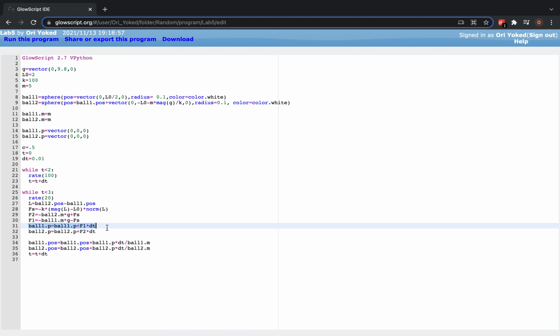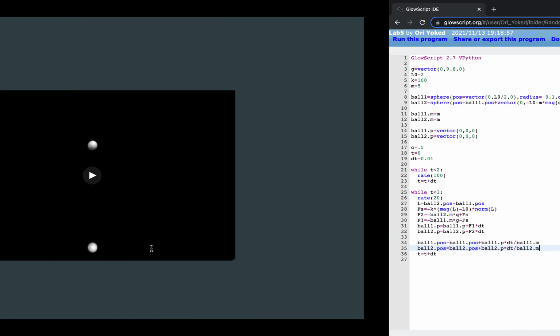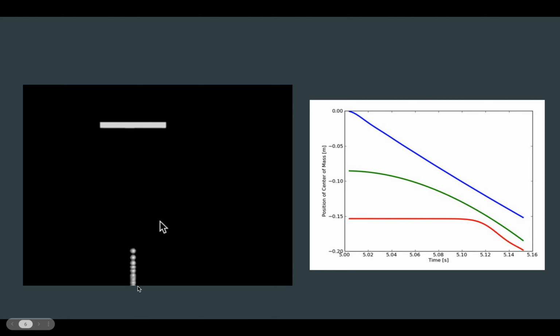Here is the velocity update formula, but because we're looking at momentum, it's going to be multiplied by the mass. And here is the position update formula. This is what it looks like with just two masses: the top moving down towards the bottom. Once we have a lot more masses, this is what it looks like. We see the top moving down towards the bottom, and once it touches, they both move down just like it did in the experiment.